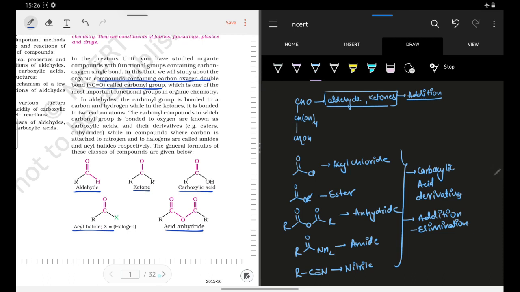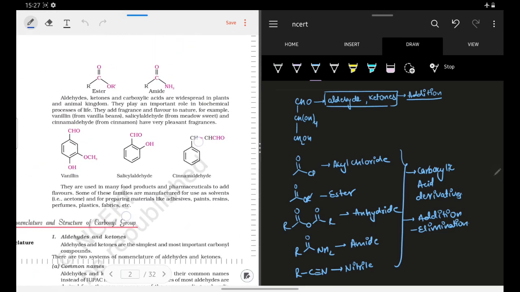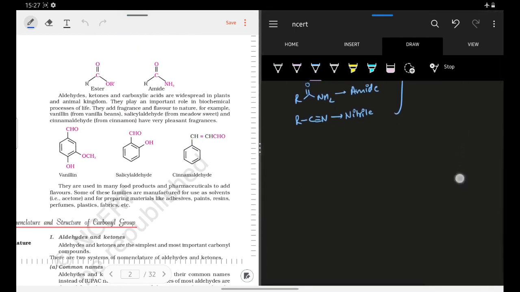Now let us try to move further. Here they have given you the structure of ester and amide, which we have already drawn. Now you must also remember the structures of vanillin, salicylaldehyde and cinnamaldehyde. Why are these important? Because these structures can be given to you directly. They can ask in the question that I have vanillin and I react that with HI.